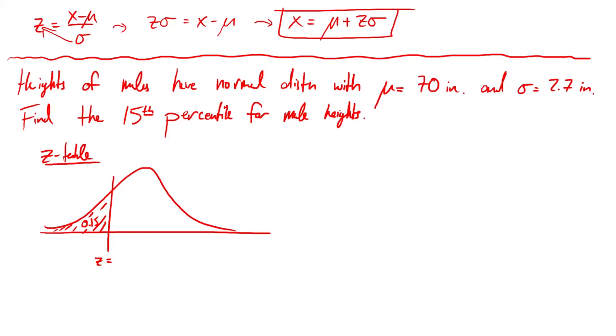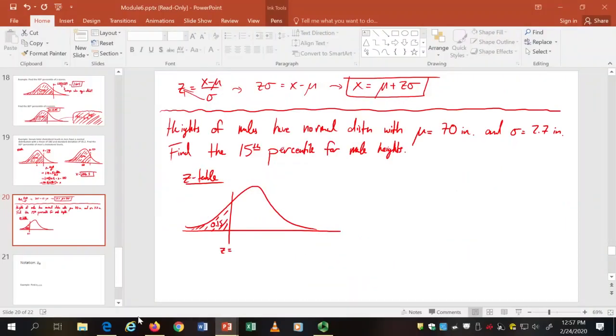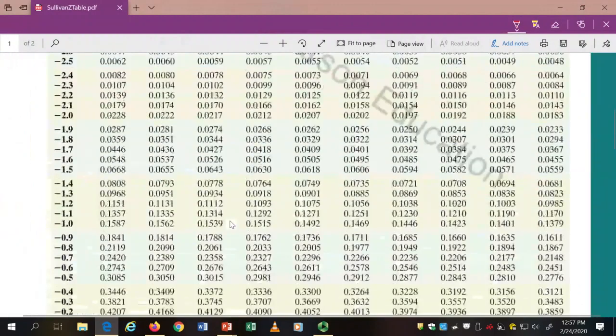You see right there, go to the -1.0 row. 0.1587. Go further down that row. Here, I'll just pull it up. 0.1492. Yeah, so we're going for the 15th percentile on the negative side.